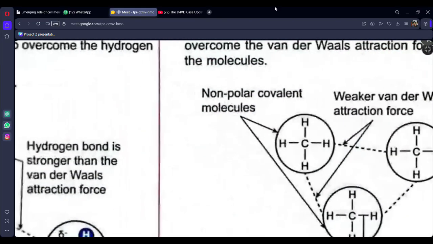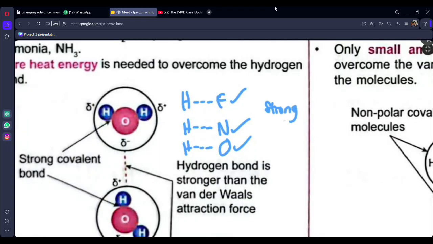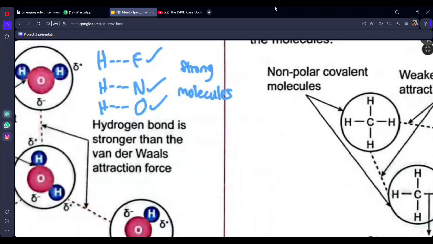It's not strong enough. You want a strong hydrogen bond. Strong means what? H-F, H-N, and H-O. These are strong when it comes to molecules. If suddenly hydrogen plays with sulfur, hydrogen plays with hydrogen, hydrogen plays with carbon, these are a bit weaker, okay?